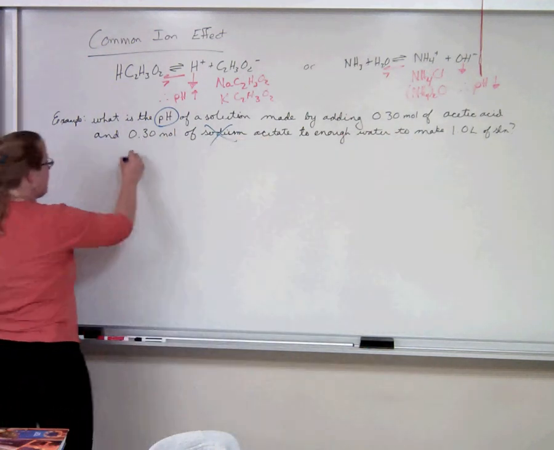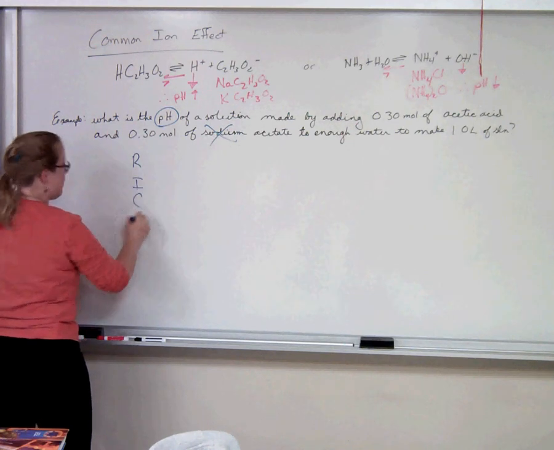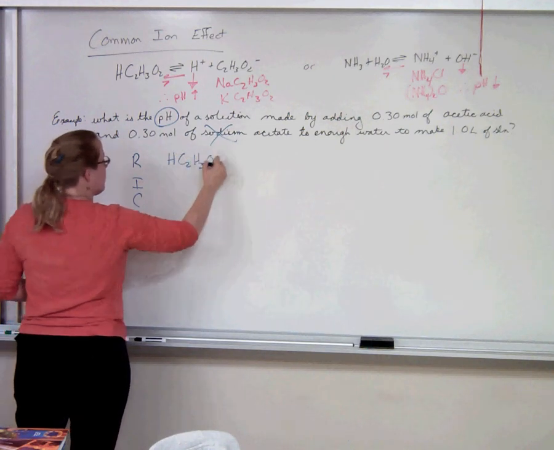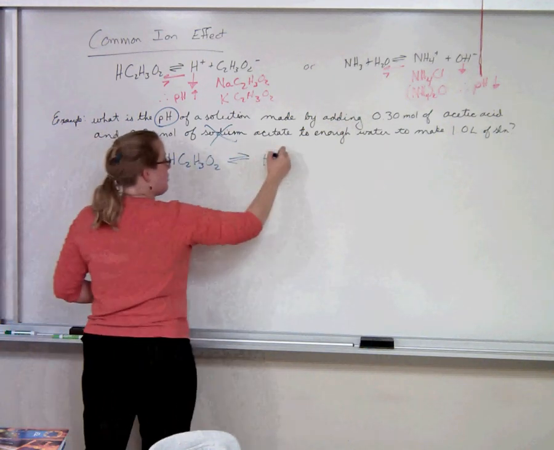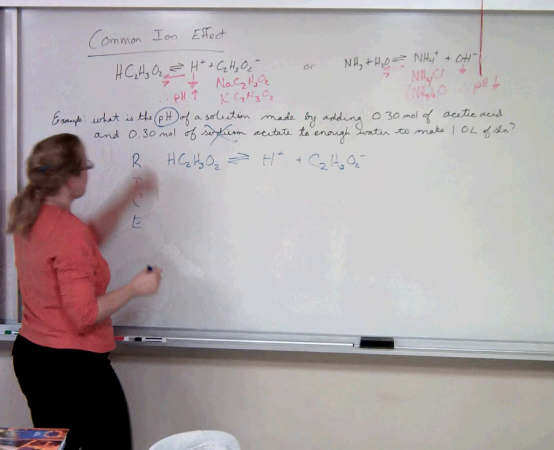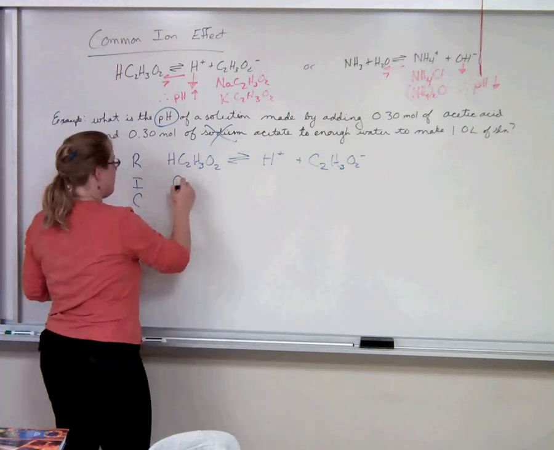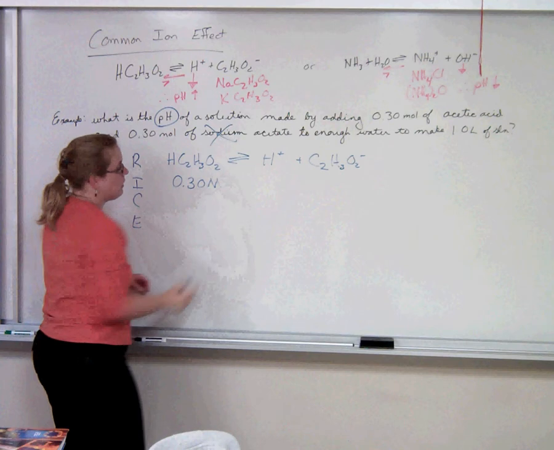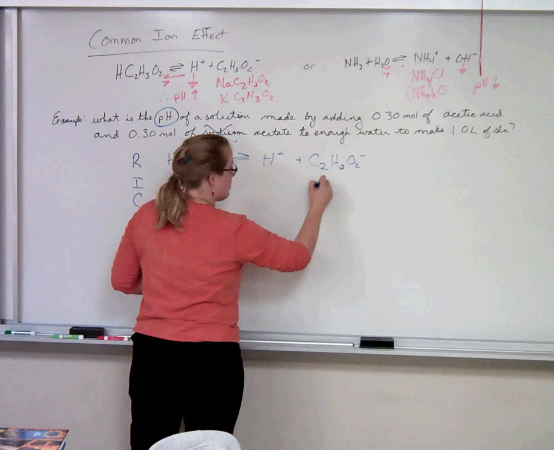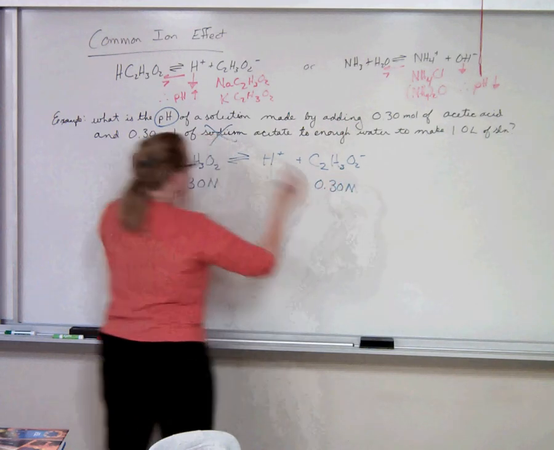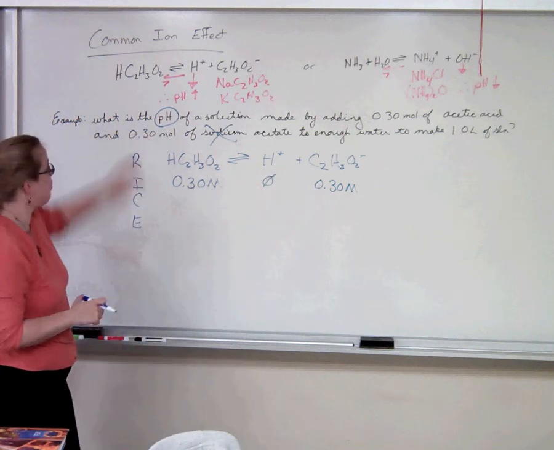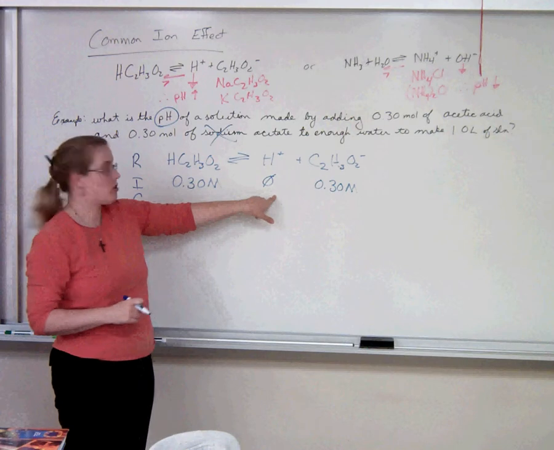So we're going to need a RICE table, and acetic acid is going to make hydrogen ions and acetate ions. Okay, we're starting with 0.3 molar of the acetic acid, and we're starting with 0.3 molar of our acetate. Again, we don't care about the fact that it's sodium acetate. We have none of this. Okay, so then the question is, what's going to be my pH? Well, I'm going to need some of this hydrogen ion.